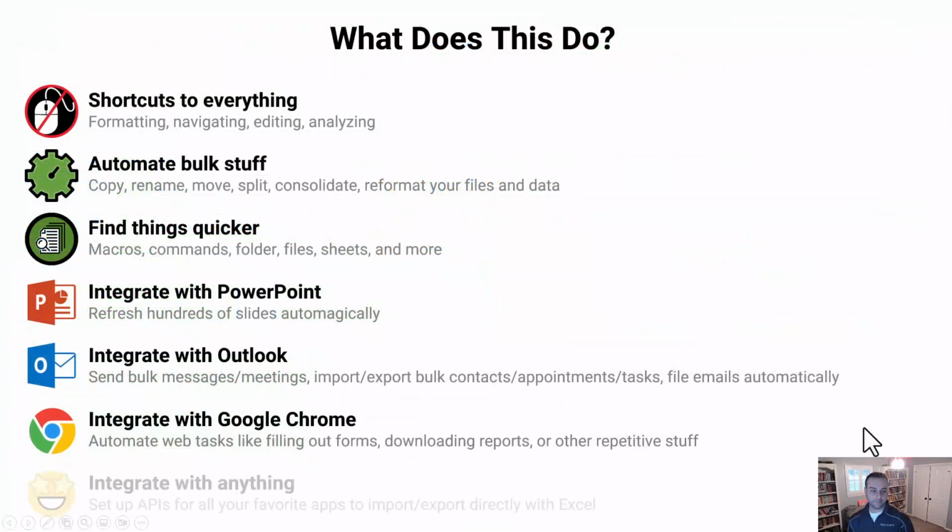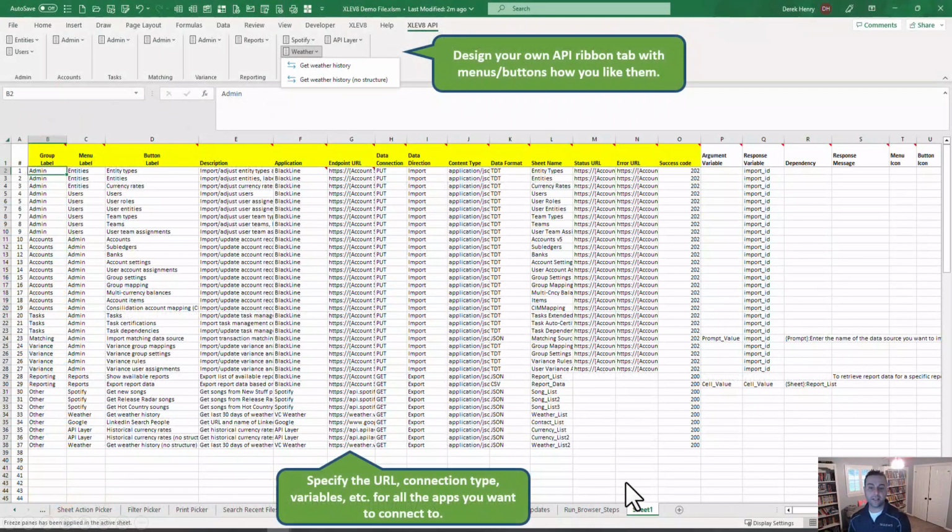And then lastly, you can integrate with all kinds of things, right? By setting up APIs to your favorite apps. You just have to configure this to either import or export data directly to and from Excel. So an example of that, when you set this up, you're going to configure the things that you want to use. Now, I've set things up with Spotify. I've used Blackline a lot in my past. I've set things up for weather and for exchange rates. And there's a search I did on LinkedIn that I kind of saved.